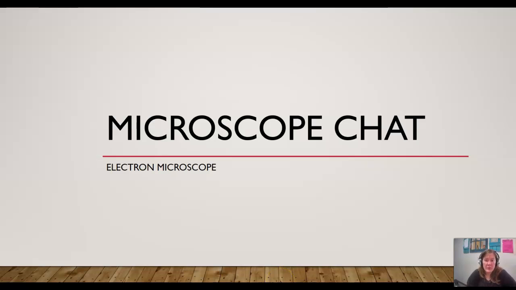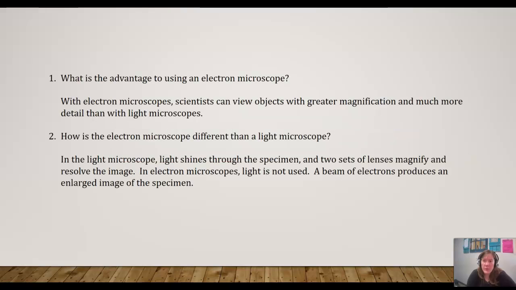The microscope chat, and we're going to go over the electron microscope. So what is the advantage of using an electron microscope as opposed to a compound light microscope like we've been using in the lab? Electron microscopes give way better magnification, so much higher resolution. You can see much more detail of much tinier things. So how does that happen?